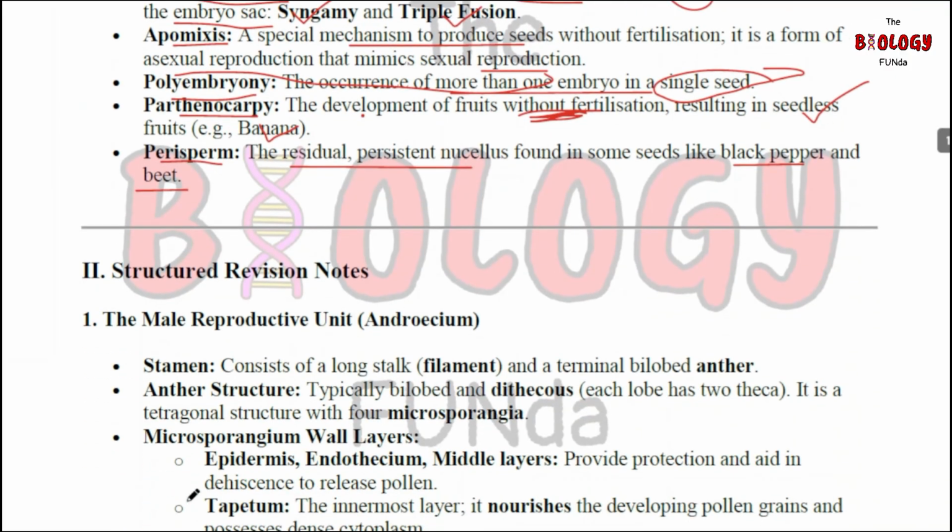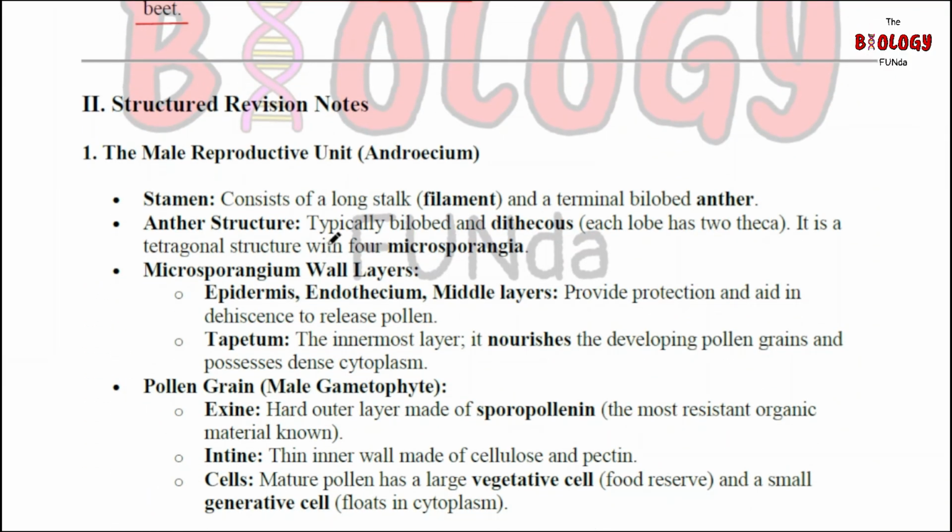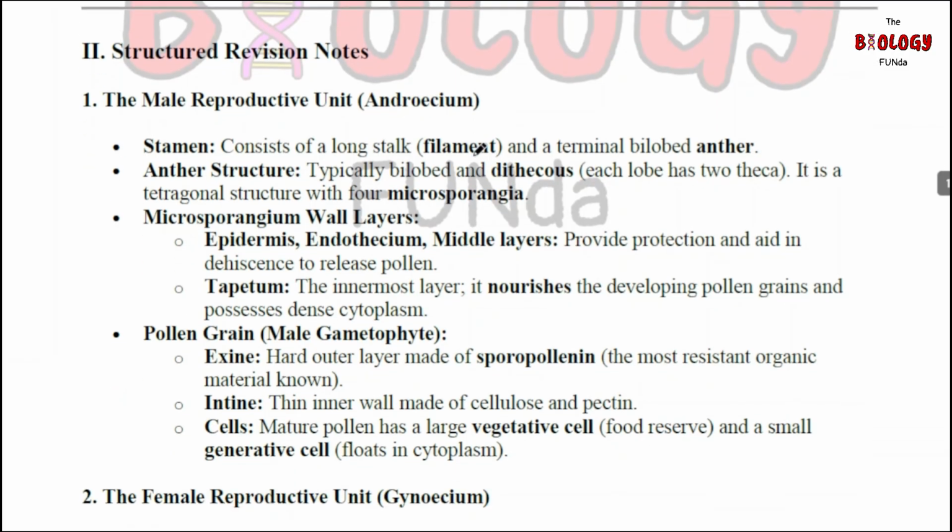Next we will learn about the male reproductive unit. The male reproductive unit is the androecium in flowers, which consists of whorls of stamens. Now if I draw a stamen, it looks like this. This part is known as the anther, which is at the terminal, and this long stalk is called the filament, which is attached to the thalamus or petal.